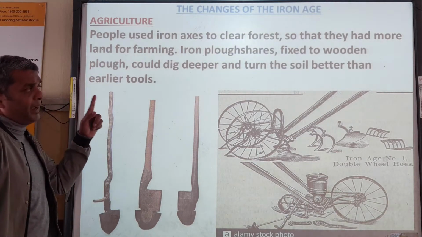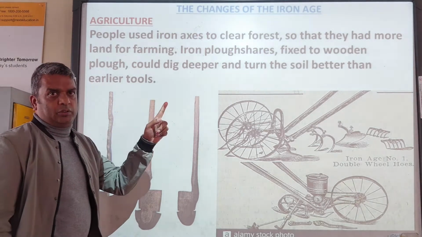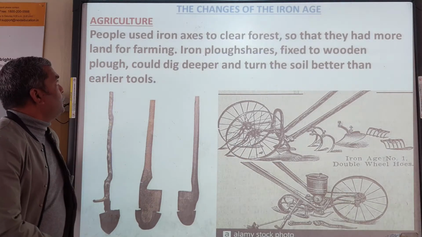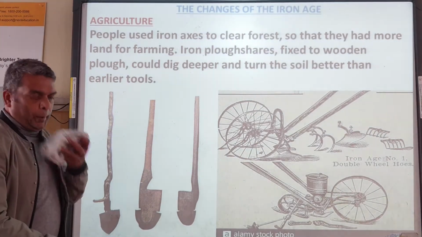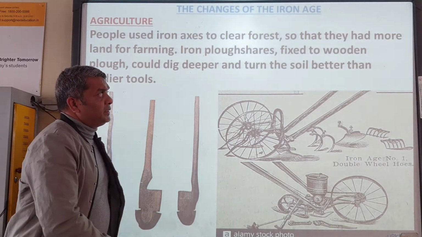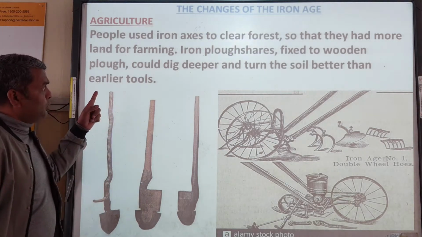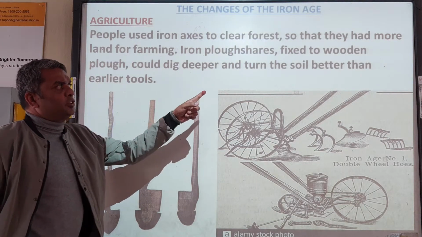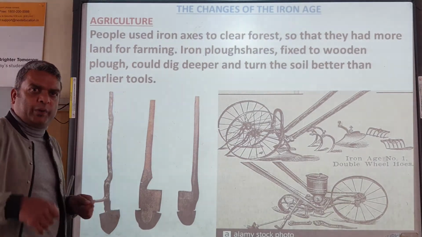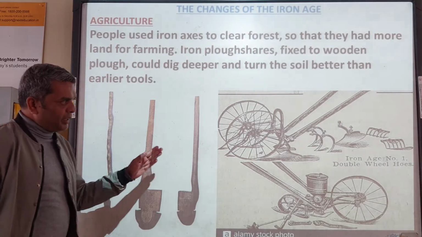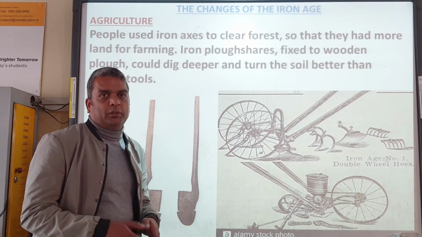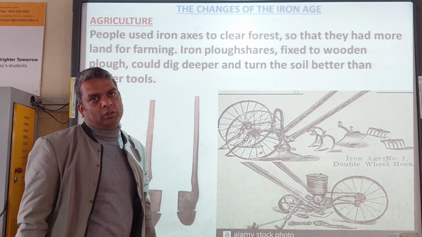People used iron axes to clear forests. So they cut down trees and they started farming so that they had more land for farming. Okay. And what did they make? They made iron plowshares fixed to wooden plows, which could dig deeper and turn the soil better than earlier tools. In the beginning they had earlier tools which were very difficult to dig with. Then the tools were made better, so they could dig deeper, make the soil loose and grow more crops.